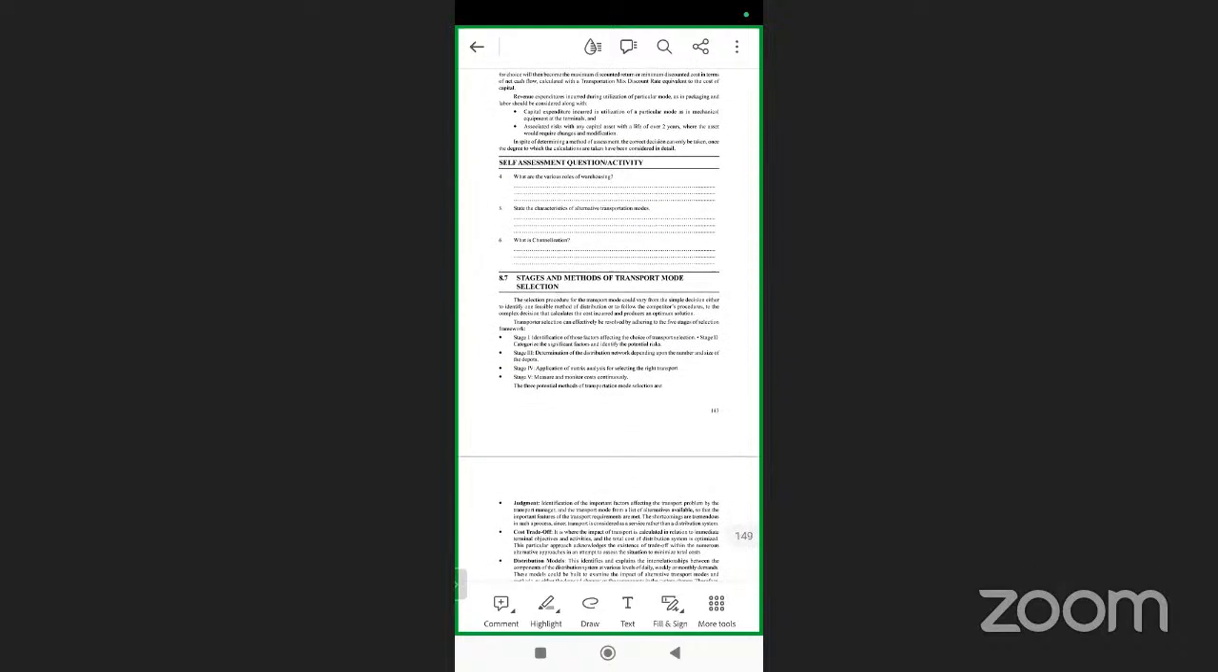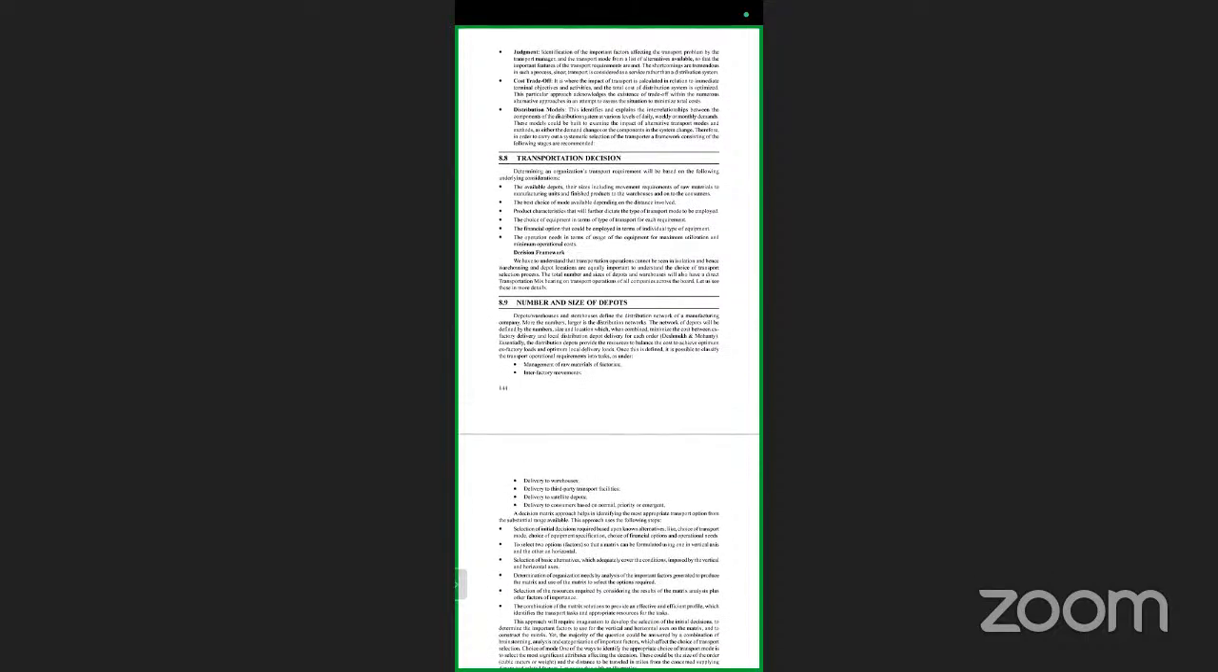Multi-mode means different modes. What are the stages and the selection of this? One is based on judgment, cost trade-off, and the distribution model. So what are the transportation decisions that we have? We can see this. What is the availability of port, the best choice of mode we can take up, and characteristics based on the product.